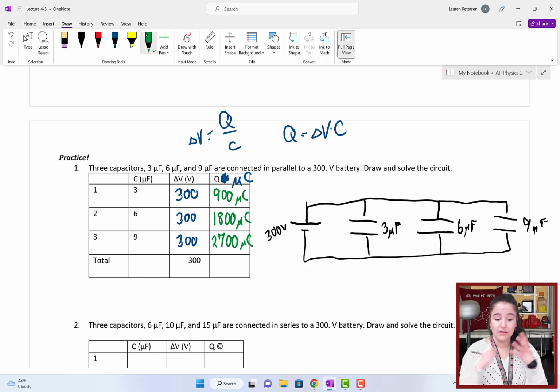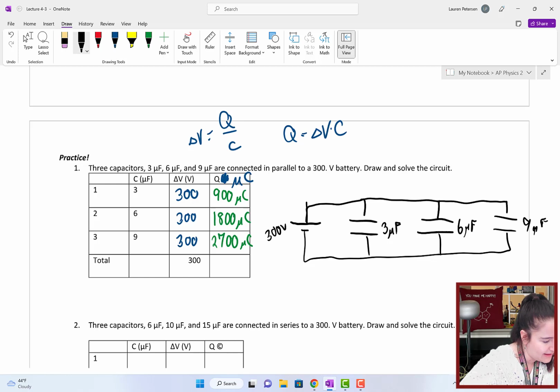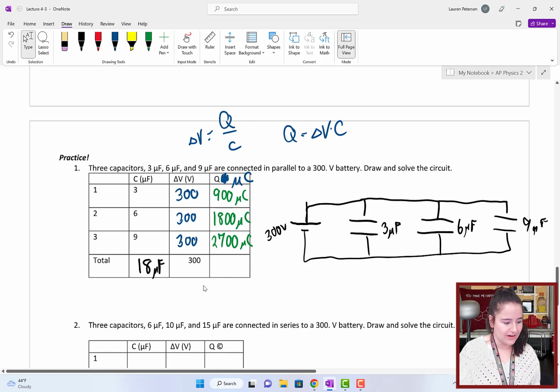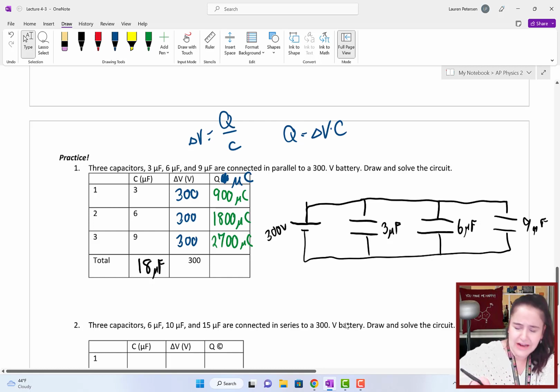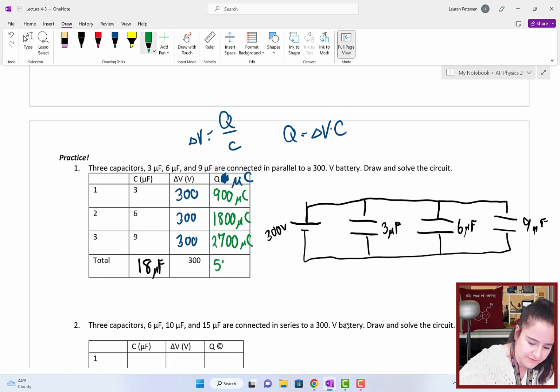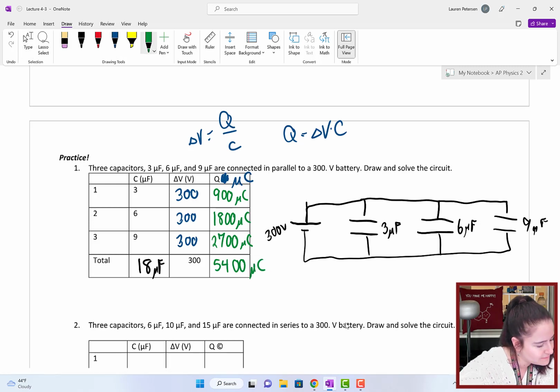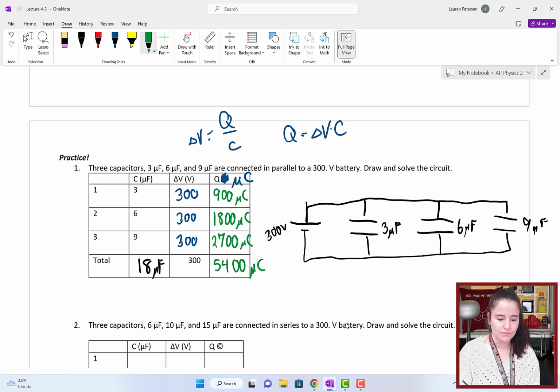Our total capacitance, we would just add them. So we have a total capacitance of 9 plus 9, 18 microfarads. Therefore, for the total charge stored, we would just add up all these charges, or you could think of it as 18 times 3, which I'm just going to write in regular coulombs. 18 times 3 is 54, and then we got the zeros. So 5,400 microcoulombs. Okay, cool.